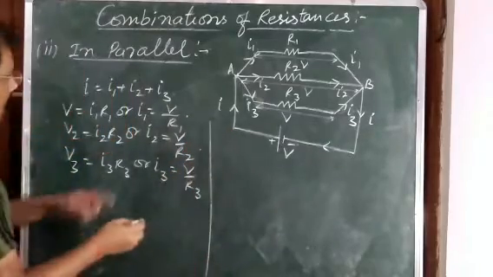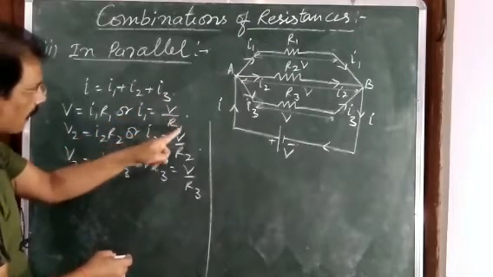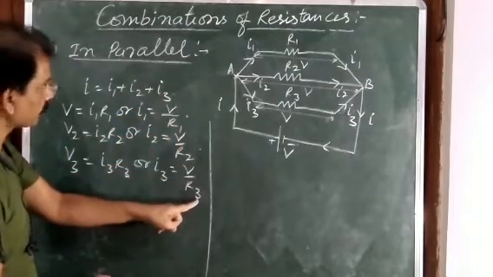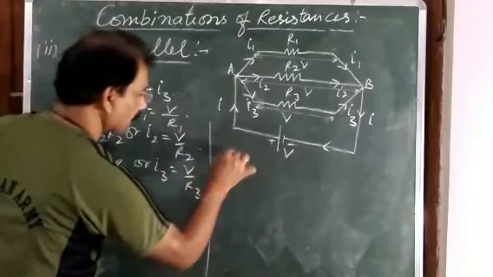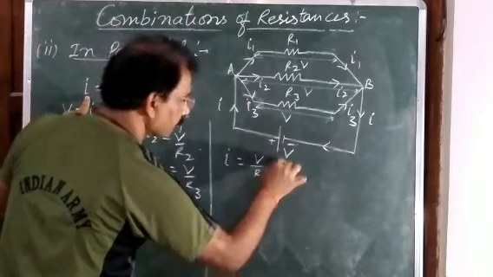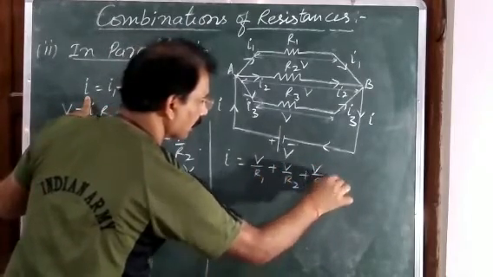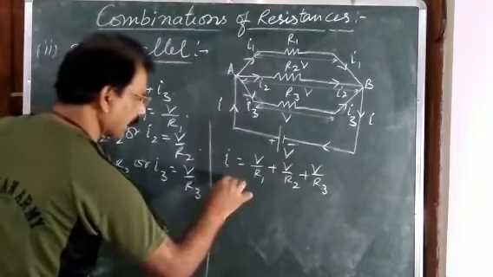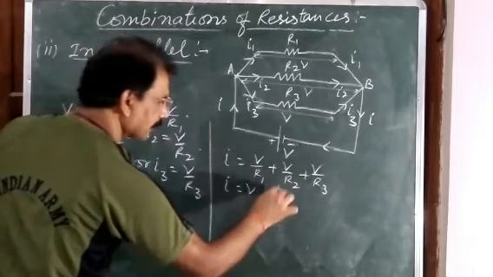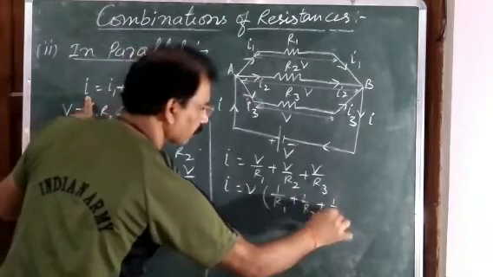Now, in place of I1, I2, I3, you can write these values V upon R1, V upon R2, V upon R3. So you can see here I is equal to V upon R1 plus V upon R2 plus V upon R3. Now simply you can say here I is equal to V, and taking common, 1 upon R1 plus 1 upon R2 plus 1 upon R3.